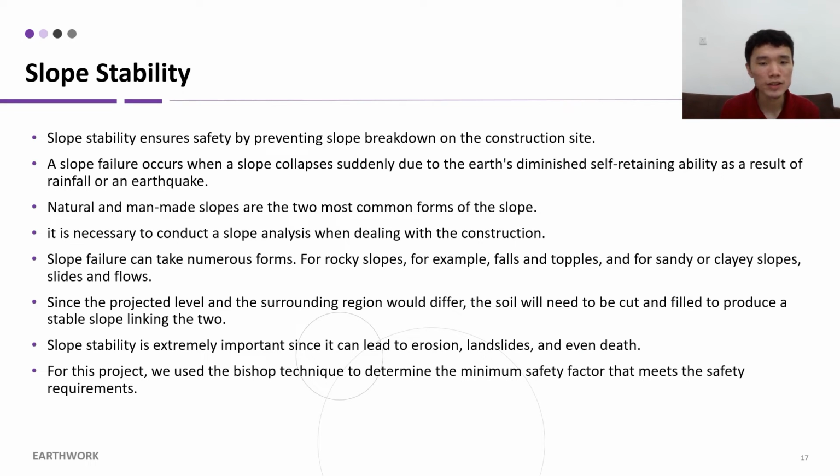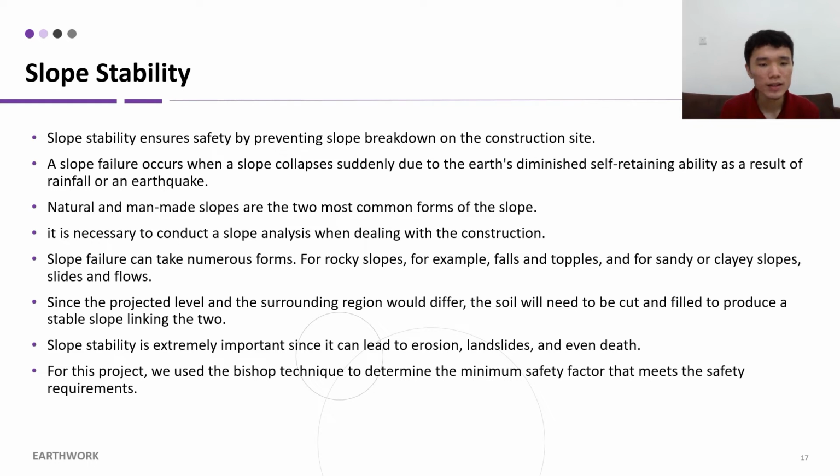Slope stability ensures safety by preventing slope collapse on construction sites. Slope failure occurs when a slope suddenly collapses due to a diminution in the Earth's self-sustaining ability due to rainfall or an earthquake. Natural slopes and man-made slopes are the two most common forms of slopes.